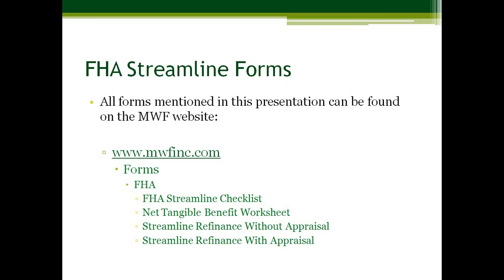Now, for any FHA Streamline forms, you can go on our website at www.mwfinc.com, click under Forms, under FHA, and then you'll be able to obtain the FHA Streamline checklist, the net tangible benefit worksheet, and then the Streamline Refinance without an appraisal. And those forms will be updated on our website.